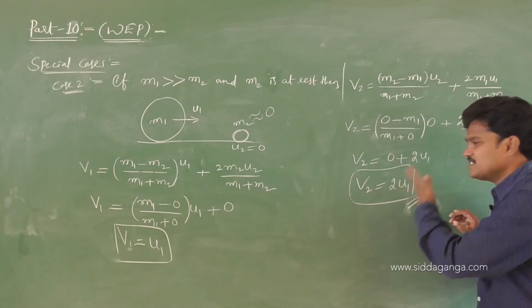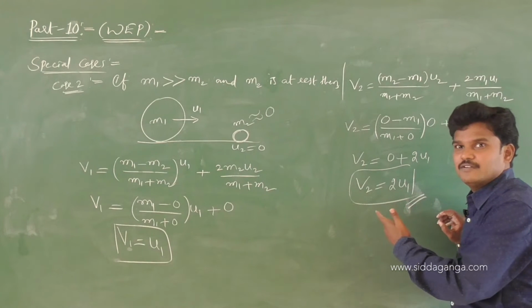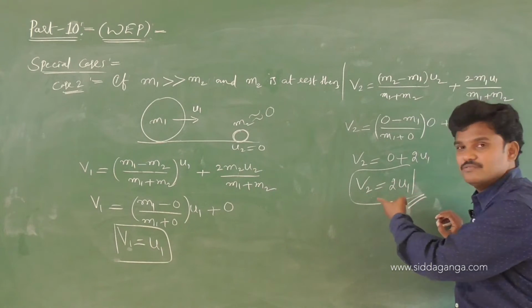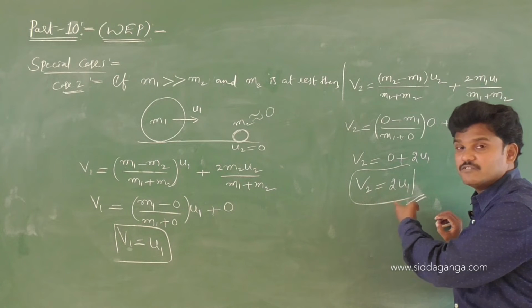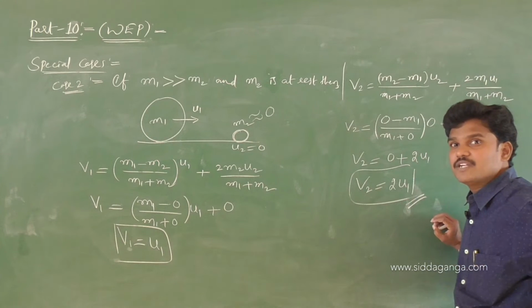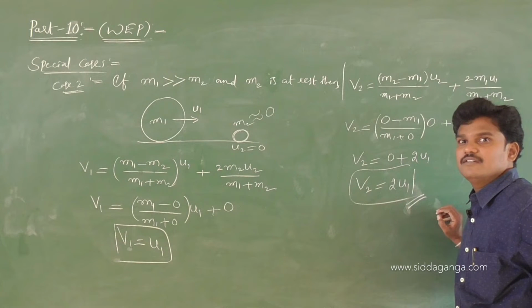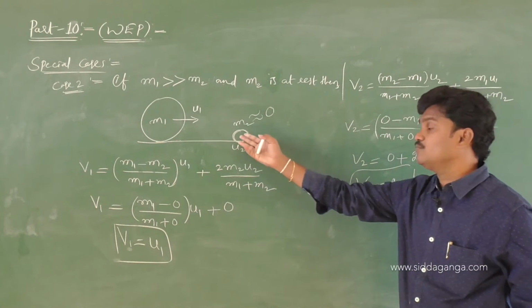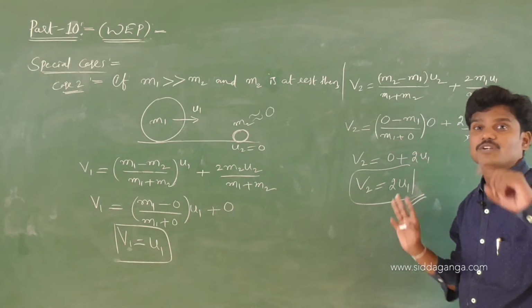But see the second situation. v2. Initially the second particle is at rest, but after the collision v2 is equal to 2 times u1, which means the velocity of the second particle is double the initial velocity of the first particle. So the second particle moves with double the speed of what?